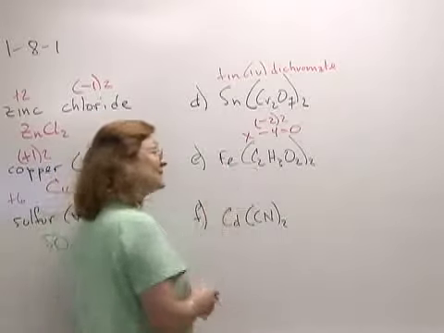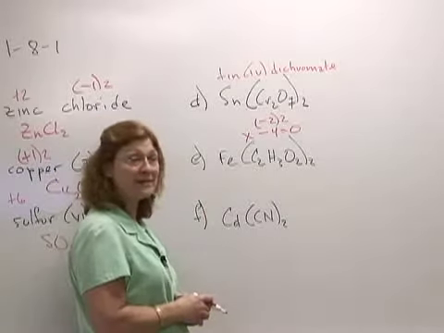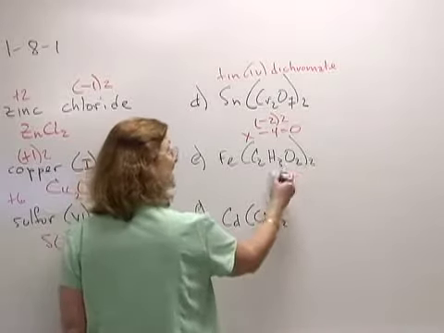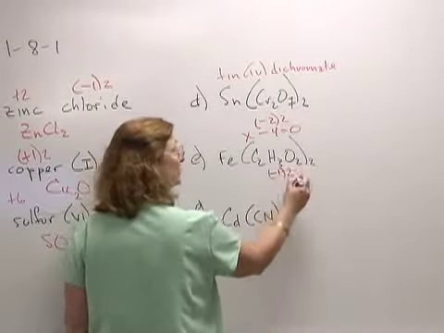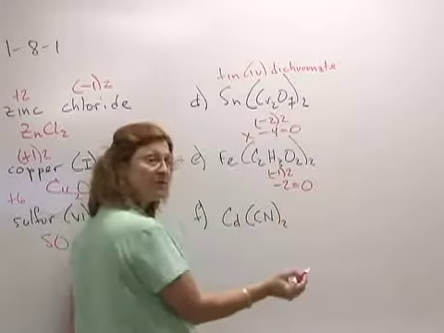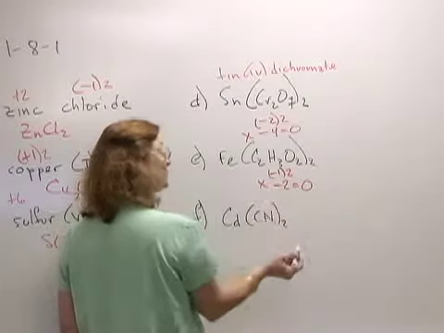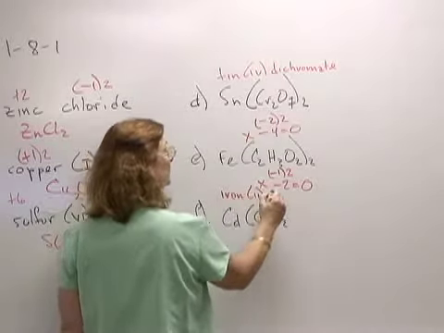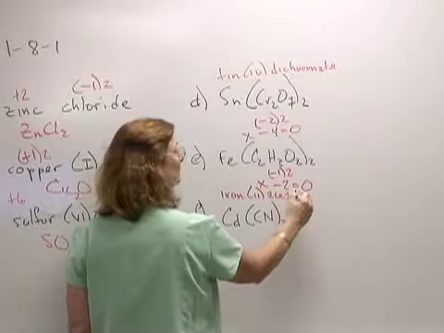Again, iron is not one of the ones that is always the same, so we must have a Roman numeral. Acetate is -1. There are 2 of them. That gives me a -2 on the acetate. Compounds are 0. Therefore, iron must be +2. Iron, Roman numeral 2, acetate.